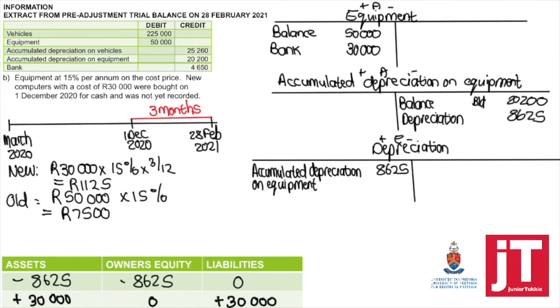Don't forget, the new addition that was not yet recorded was bought for cash. It means that bank is going to be credited, equipment is debited. Take note, from the pre-adjustment trial balance, bank appears on the credit side. That means we have an unfavorable bank balance. So on my accounting equation, assets is plus 30,000, liabilities plus 30,000.